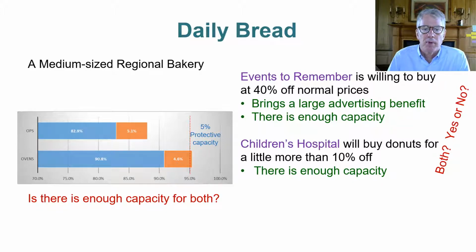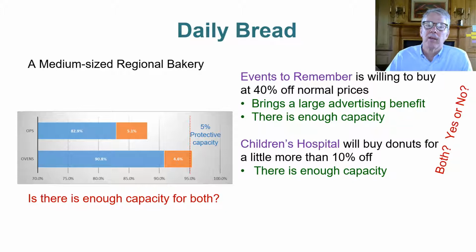The top bar is operations. The blue part is the baseline load. That's what's already on the operation now. The orange part shows the added load of both Events to Remember and Children's Hospital. You can see from the bottom bar that Daily Bread's ovens are the more heavily loaded resources. Two new customers push that load right past the feels about right limit.